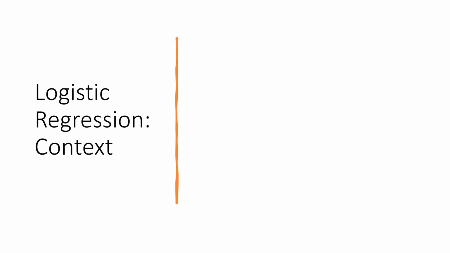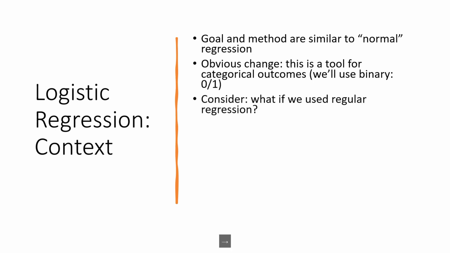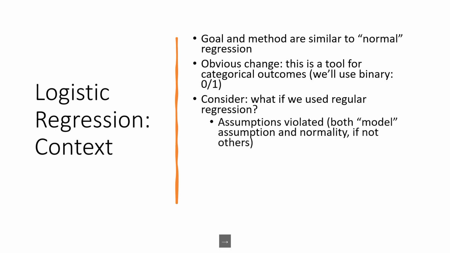Let's talk about some context to the logistic regression. The goal and the method of logistic regression are really the same as normal regression. The big change that's probably the most obvious is that logistic regression is a tool we use with binary outcomes or categorical outcomes with two possibilities. There are options for categorical outcomes with more than two possibilities. It'll be referenced in this lecture, but they are beyond the scope of what we're going to discuss in this class.